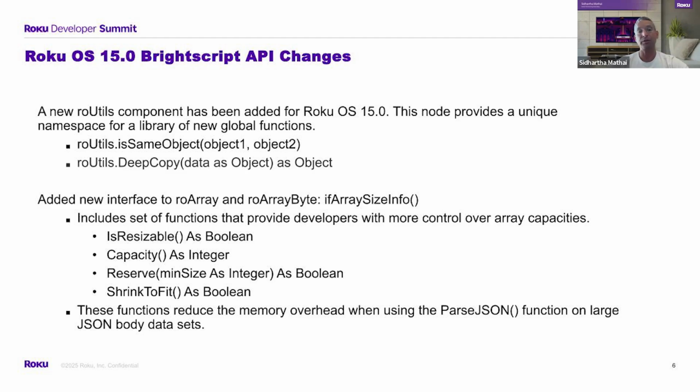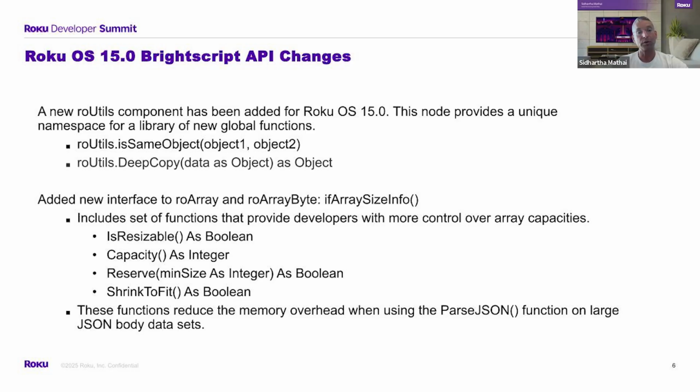Capacity as an integer returns the current capacity of storage for an array. Reserve returns a Boolean, and it takes a minimum size as an integer. That is a request to allocate or increase an array, and the Boolean says whether the function passed or not, whether the array is indeed resizable or not.